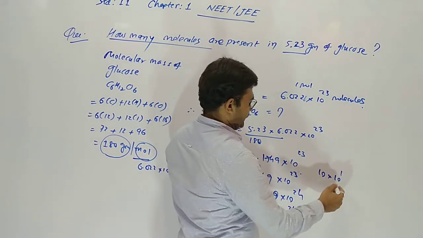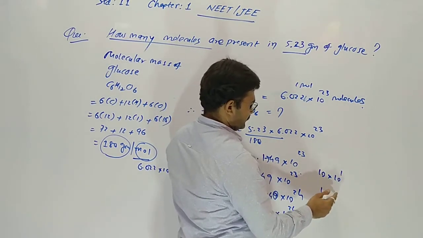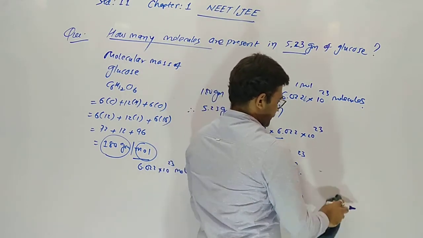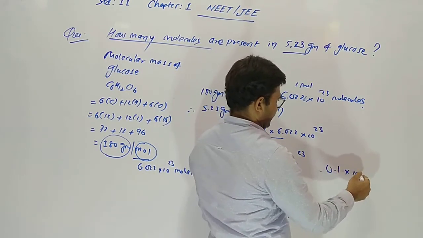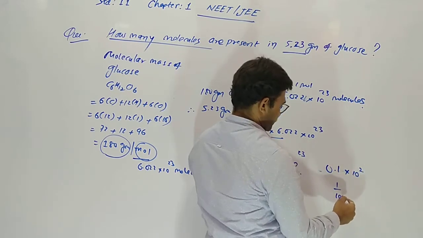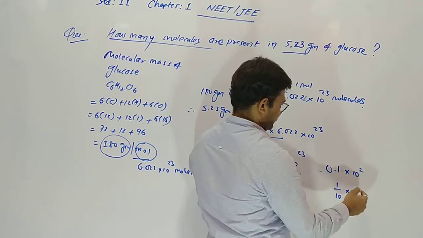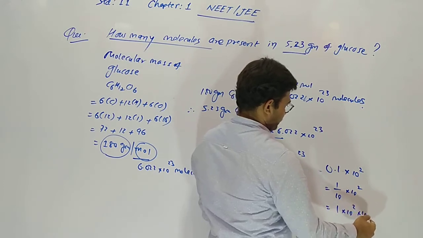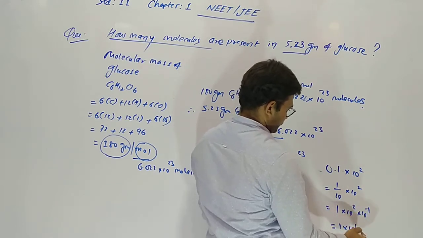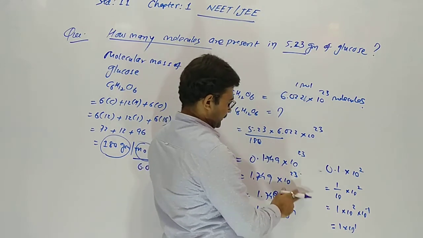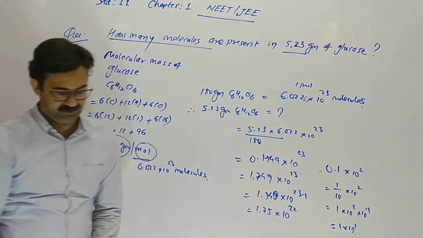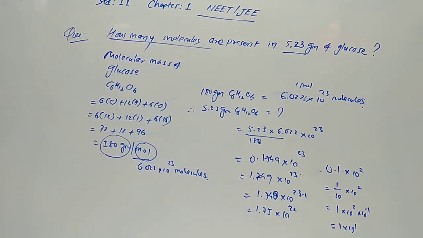Suppose 0.1 into 10 raised to 2 is given. So 1 upon 10, 10 raised to 2. So here the power decreases by 1. So 23 minus 1, 22. This is our answer.